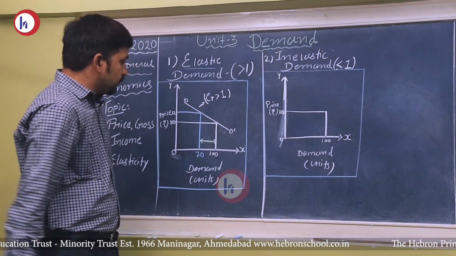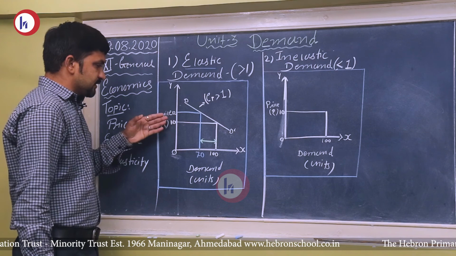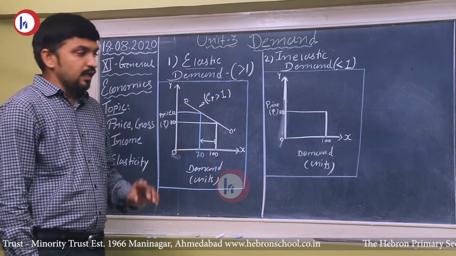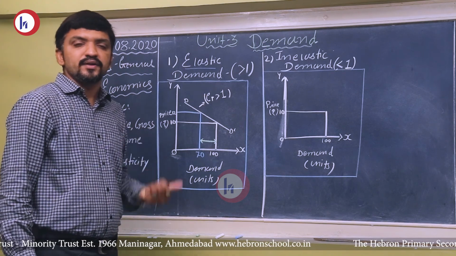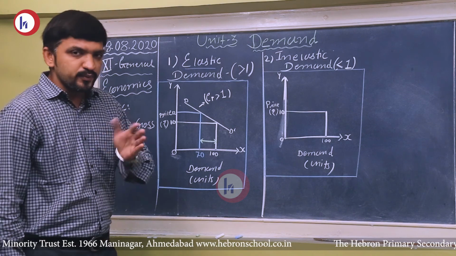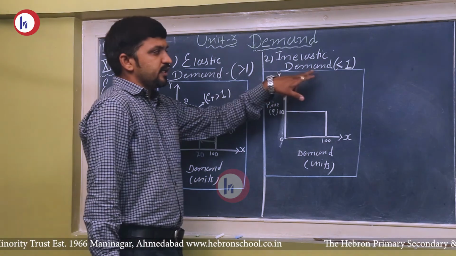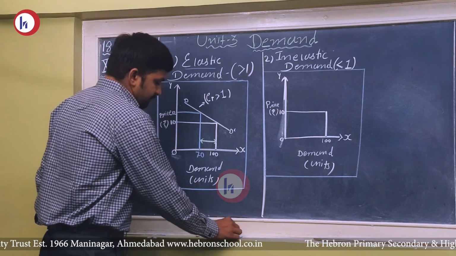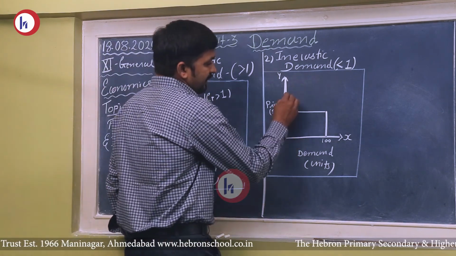Now, if the price changes by 30% and due to change in price, demand changes by 20%, that is, change in demand is less than the change in price, at that time, the figure will be like this.